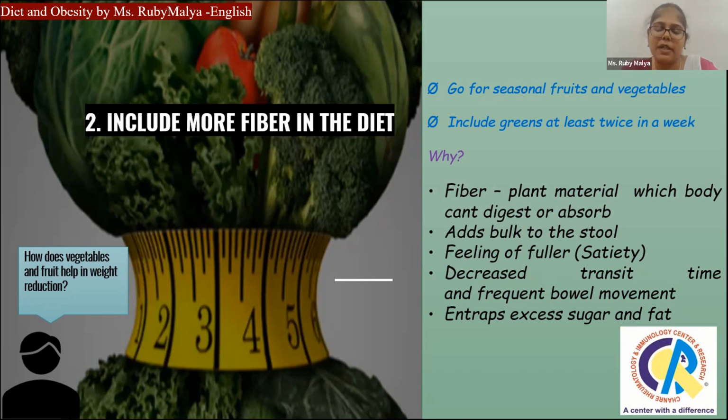The fiber removes the extra sugars or fat which is nearby, so it leads to weight loss. So where do you find this fiber? Mainly you will be getting fiber from vegetables and fruits. So always go for seasonal fruits and vegetables. Include a lot of greens in your diet. Take at least 2 to 3 servings of greens in a week. This will increase the fiber content. It also makes you feel fuller. It doesn't give you more cravings, so you won't end up eating more, and there is weight loss also.